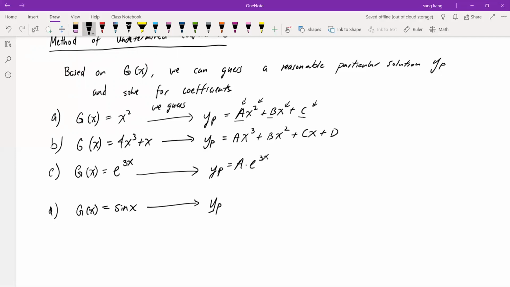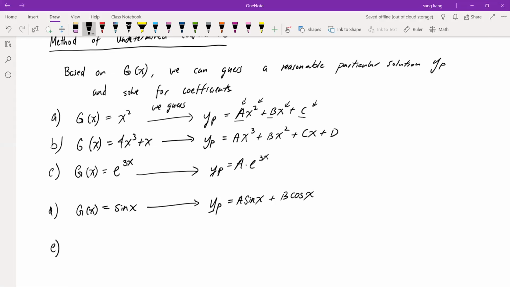So it should include, even though our g of x is in terms of sine, we want to include both a sine term and a cosine term. And again, this is because when we take derivatives, we're alternating back and forth. Whereas e to the 3x remains e to the 3x, so we don't need to enforce any other types of terms in there. Okay, so we have a couple more cases.